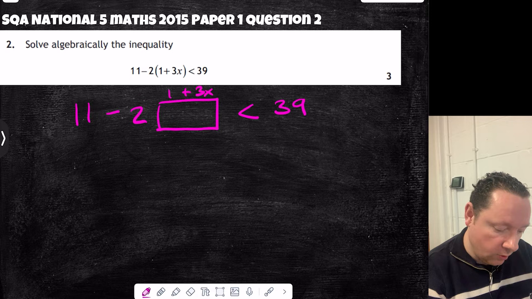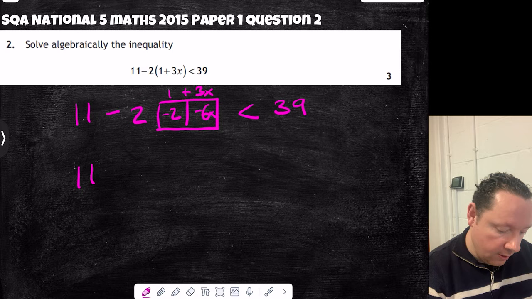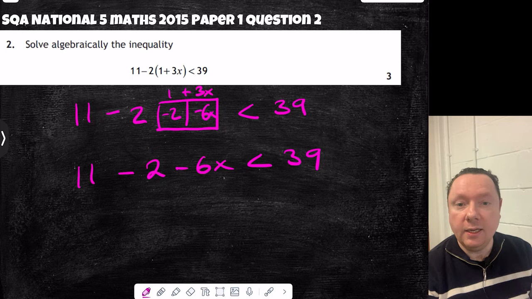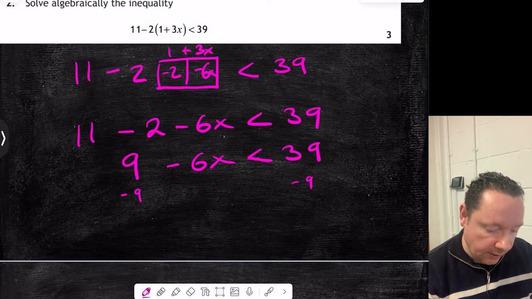So I split that box into 2, and I've got minus 2, 2 times 1, minus 2 times 3x is minus 6x. So taking that outside the box, you've got 11 minus 2 minus 6x is less than 39. For the expanding brackets, 11 minus 2 is 9. So I've got minus 6x is less than 39. Moving the 9 over by taking away 9 from both sides, and I've got minus 6x is less than 30.